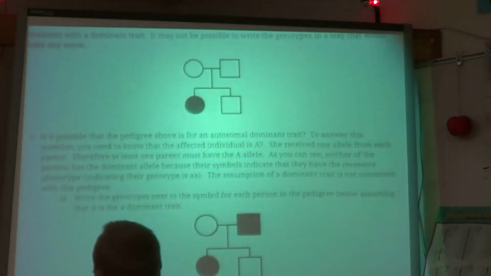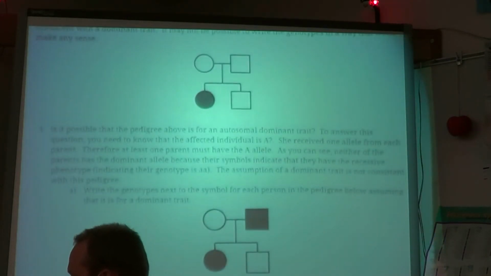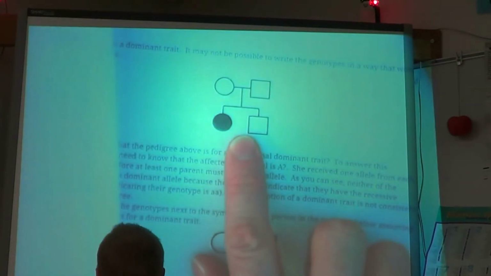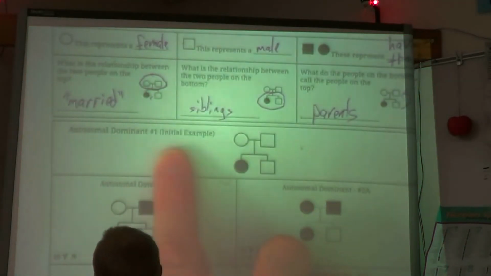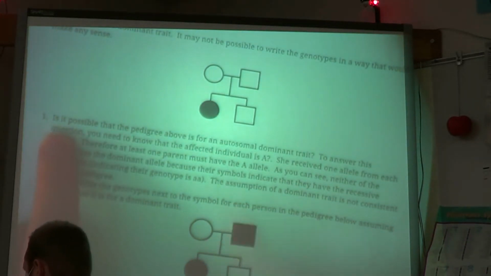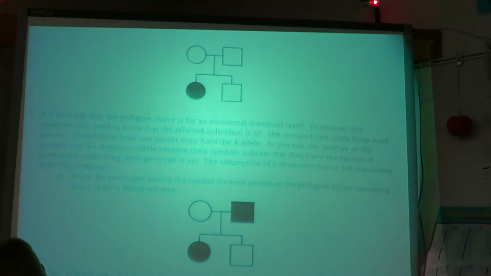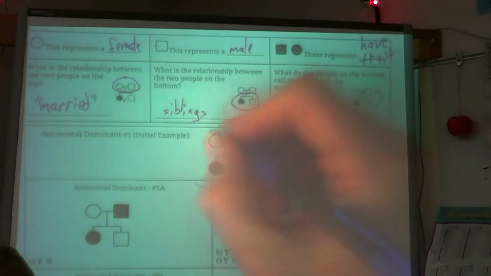As you attempt to write the genotypes in, now the idea is you're going to go through here. All of these pedigrees are things that I'm going to ask you to fill in. However, I do not want you to fill them in on here, because this is the packet that says please don't write on. So this pedigree is this pedigree. And it says number 1 is the initial example. On page 2, number 1, it says, is it possible that the pedigree above is for an autosomal dominant trait? So the idea is, for all of these pedigrees, I expect you to fill in the genotypes.